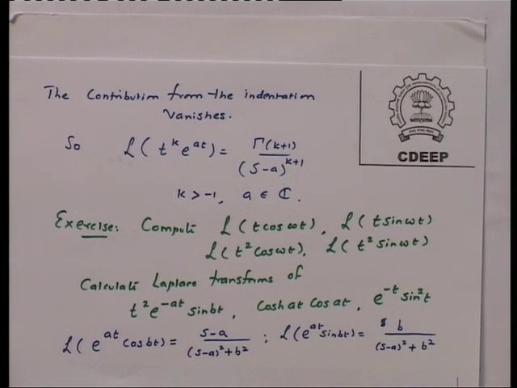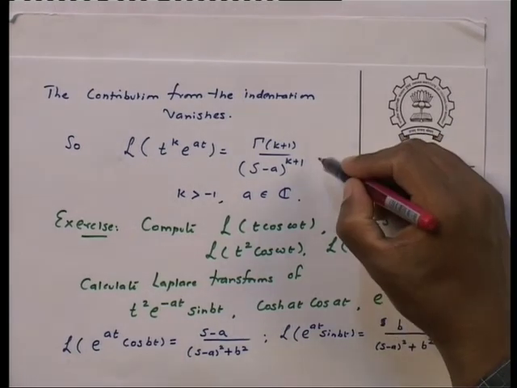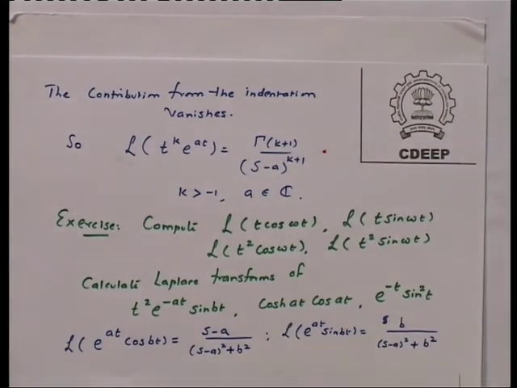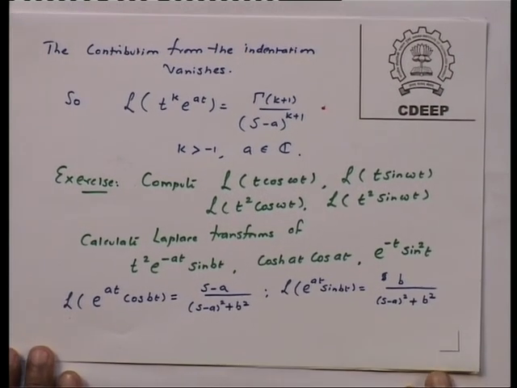And here are some exercises for you. Compute the Laplace transform of t cos omega t, t sin omega t, t squared cos omega t, t squared sin omega t. Now that we have proved this formula, you are allowed to use it. We have proved it, correct? Calculate the Laplace transform of t squared e to the power minus at sin bt, cos at cos at, e to the power minus t sine square t.